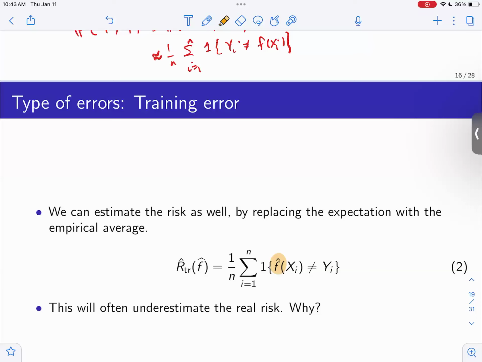Why would this be an issue? Anyone know why this might be an issue? This is perhaps the most interesting or tricky thing in probability prediction, in supervised machine learning. This training error is an estimate of the error, but it might not be a good estimate. We usually underestimate the actual population risk.